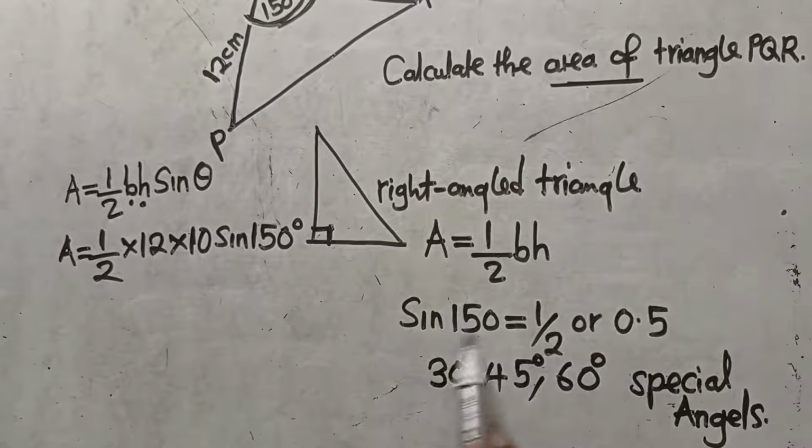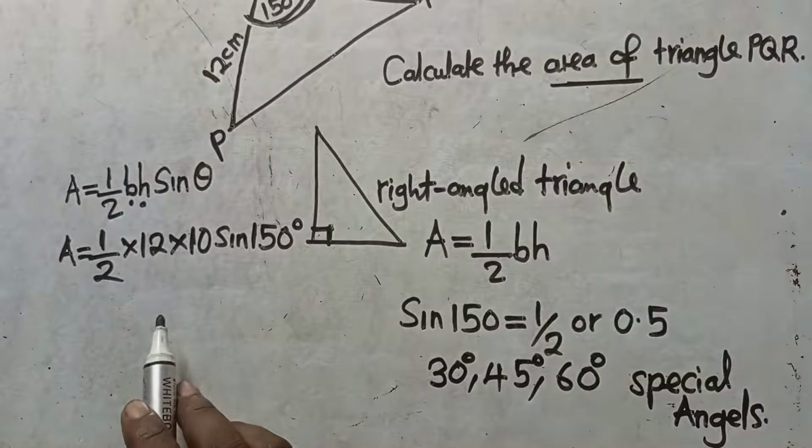There is also sine 150. Sine 150 is 1 over 2. You are supposed to know that one, so let's make sure that we know that. We now move on to this.